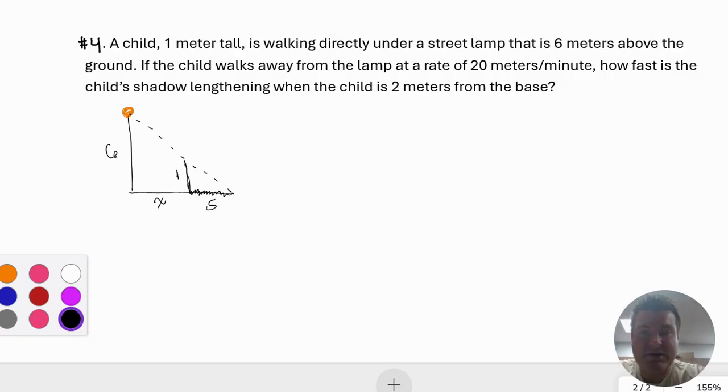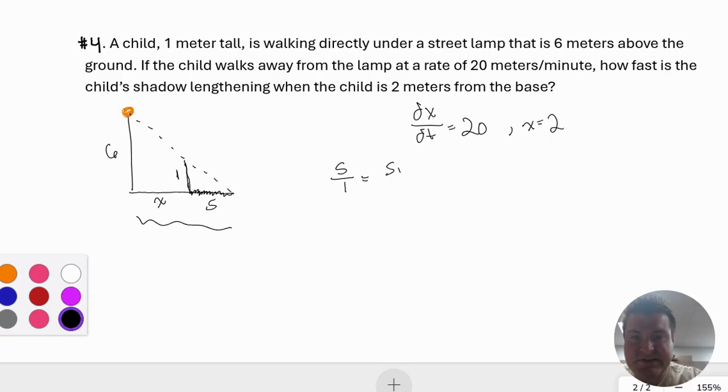Really all I know here is that my dx/dt, which is the distance between my child and my lamp, walking away, is going to be 20 meters per minute. I also know that x is going to be 2. And I don't even know if that stuff's useful. So I'm going to make a relationship of these two. These are similar triangles. So I have a small triangle, s over 1, equals the large triangle right here, which has this entire side of s plus x all over 6.